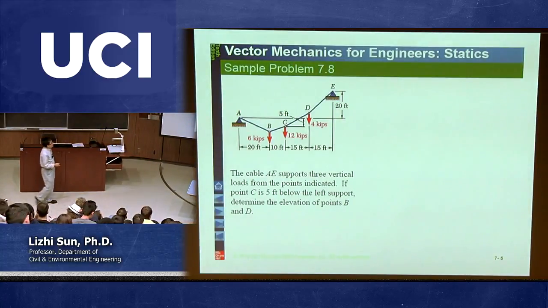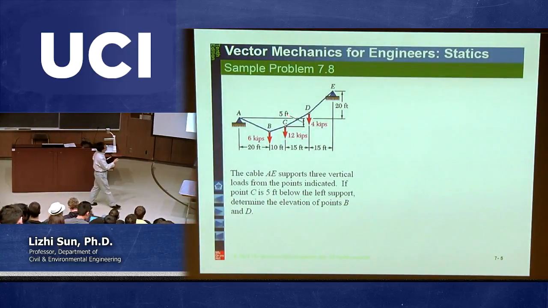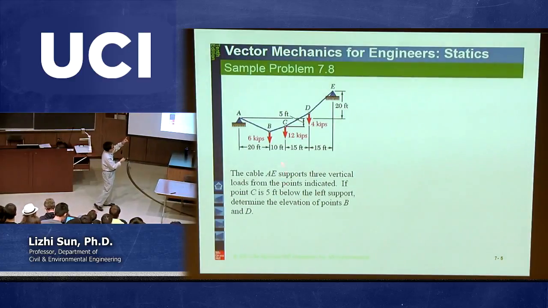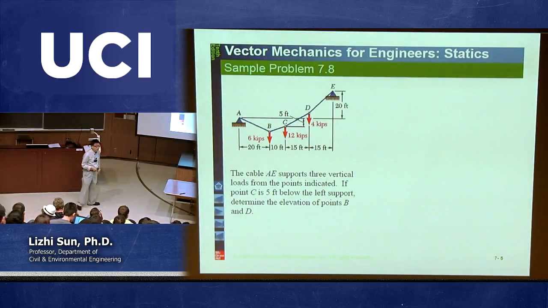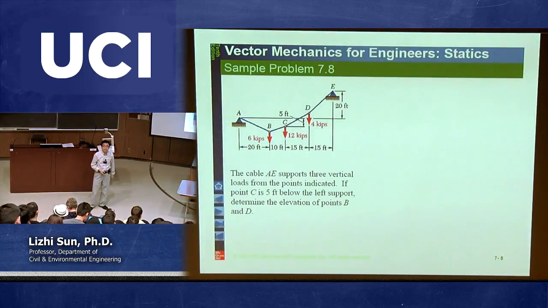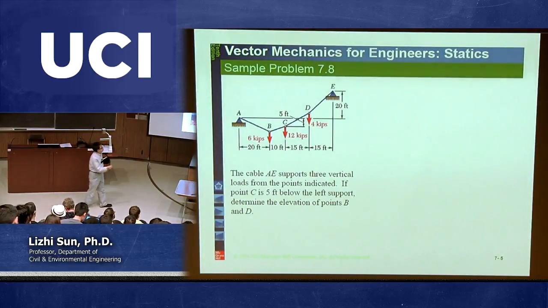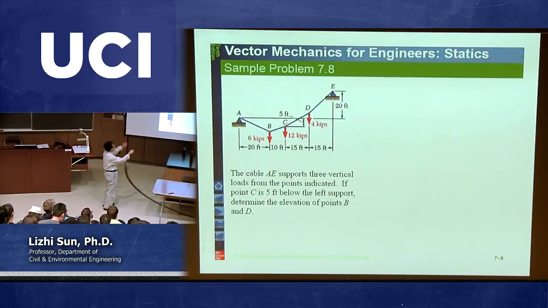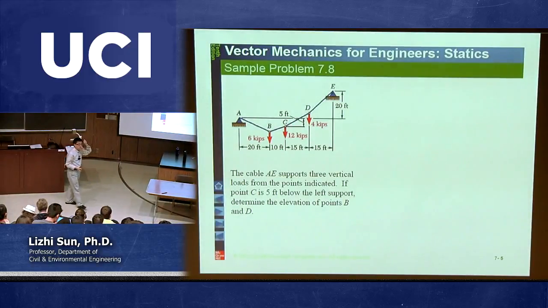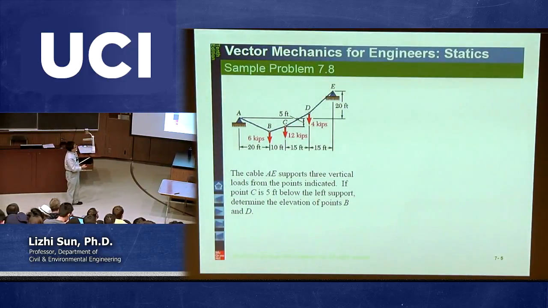So typically, for this kind of problem, if we know the location at one point, in other words, we know that point C is 5 feet below, then what we're going to do is cut at that point to generate one additional equation. So we cut at point C, then the whole structure is split into 2 parts. You pick whatever part you like. Let's pick the left side.